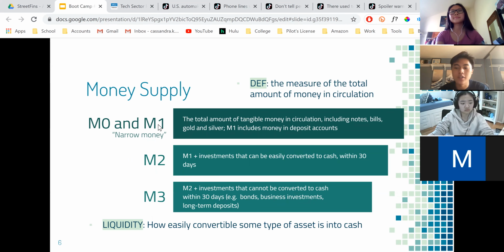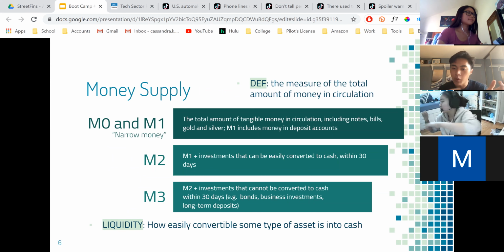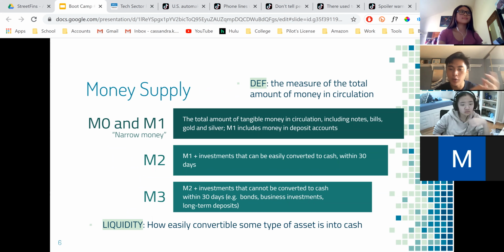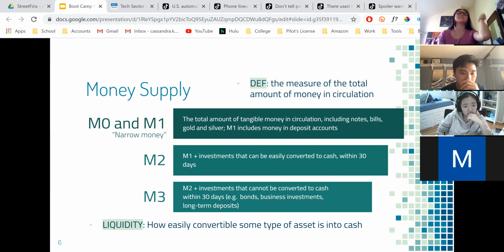So if we visualize a spectrum of liquidity and we have two polar ends, on one polar end, we have the most liquid, being cash, because it doesn't require any prerequisites to convert it because it's already cash. And you can use that cash to buy goods and services and pay off debt and whatever. On the other end, can somebody give me an example of an illiquid asset? And it's okay if you're wrong.